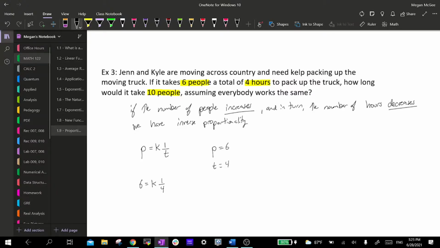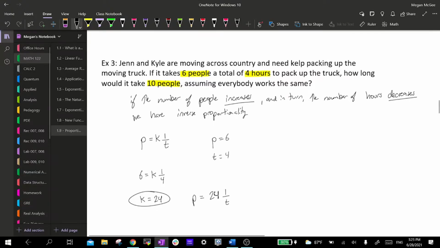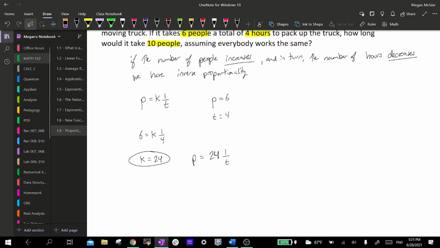We want to solve for k to find our constant of proportionality. So k is equal to 6 times 4, which is 24. Now we've found our constant of proportionality, so our equation looks like p is equal to 24 times 1 over t. The question is asking how long it would take 10 people to load the truck, so now p is equal to 10.